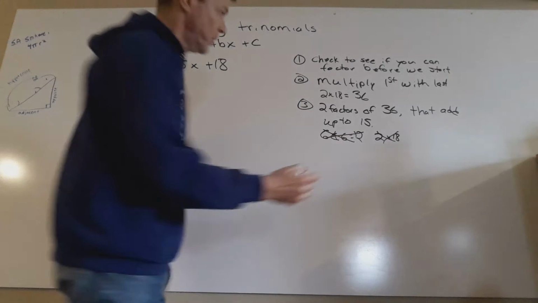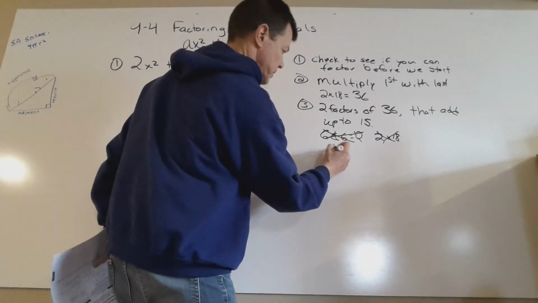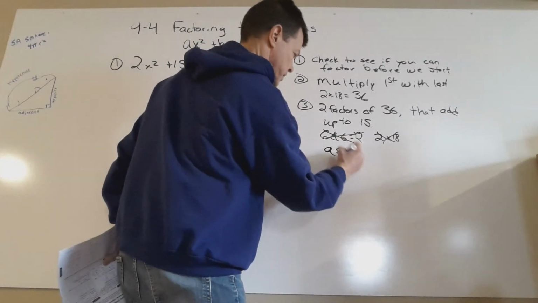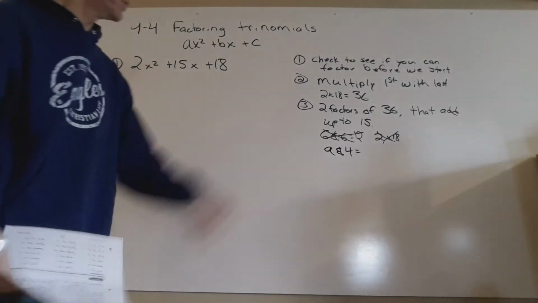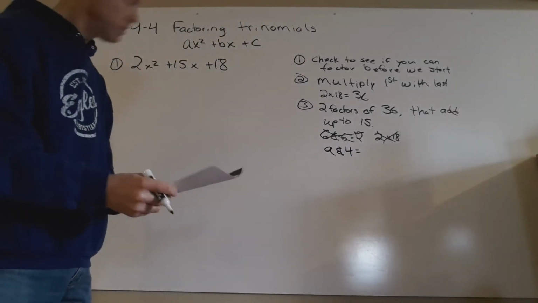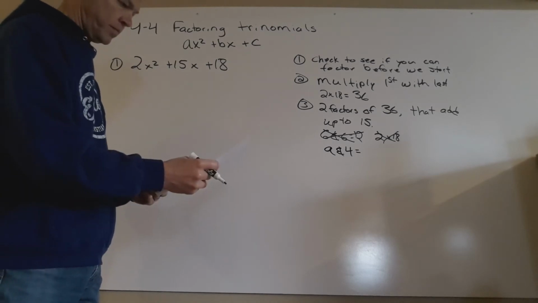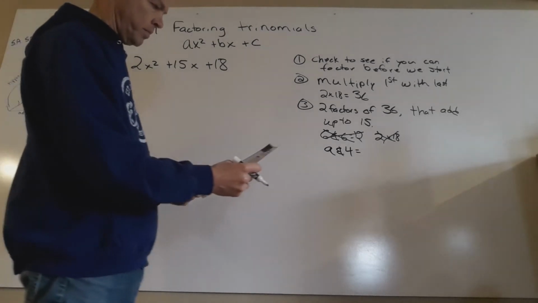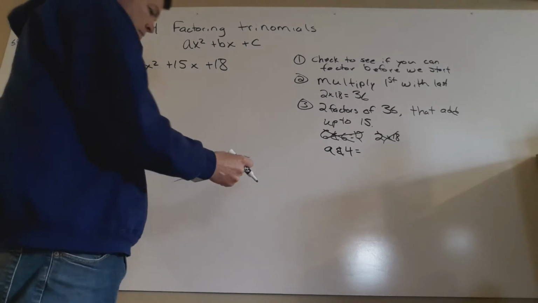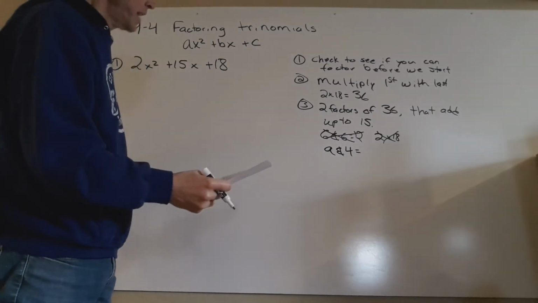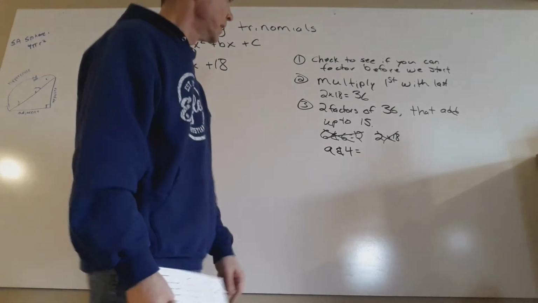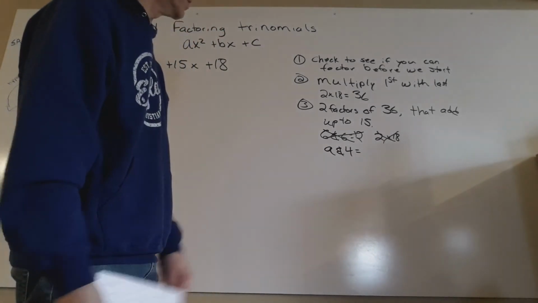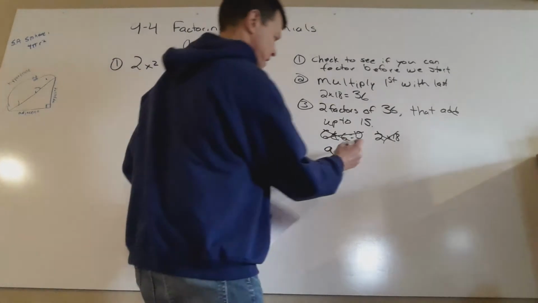Well, 9 and 4. 9 times 4 is 36. Add those together, 9 plus 4 is 13. So we are not done yet. That does not work.